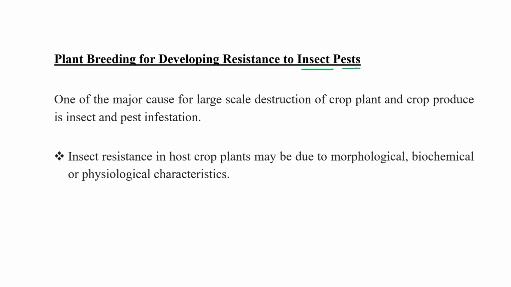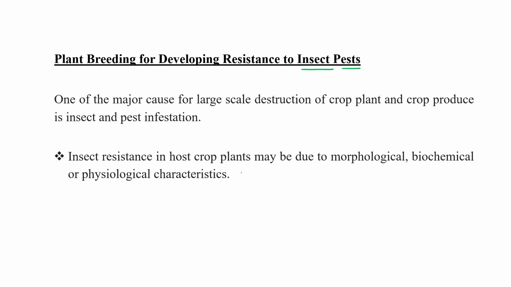Okay, so the first point which we are going to discuss now is development of certain varieties which are showing resistance to insect pest. As you know, insect pest is one of the major causes of large scale destruction of crop plants, and crop produce is lost through insect and pest infestation. This is one of the major causes.